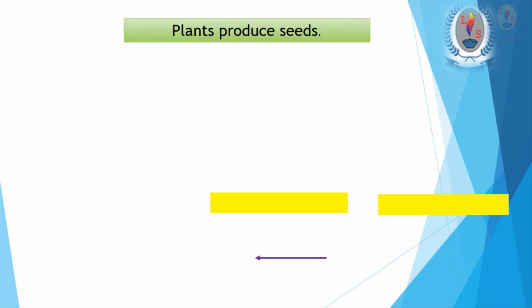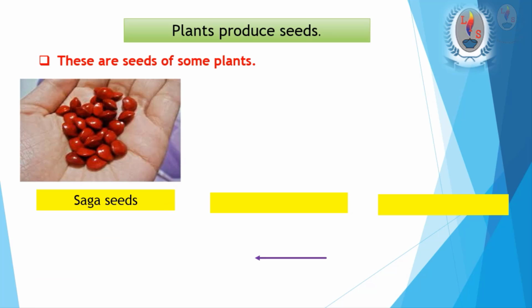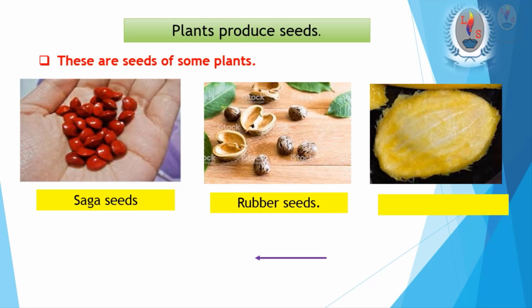Children, now turn to page number 69. Plants produce seeds. These are seeds of some plants. Now you can see seeds of some plants. You can see sago seeds. Now you can see rubber seeds. Now you can see a mango seed.